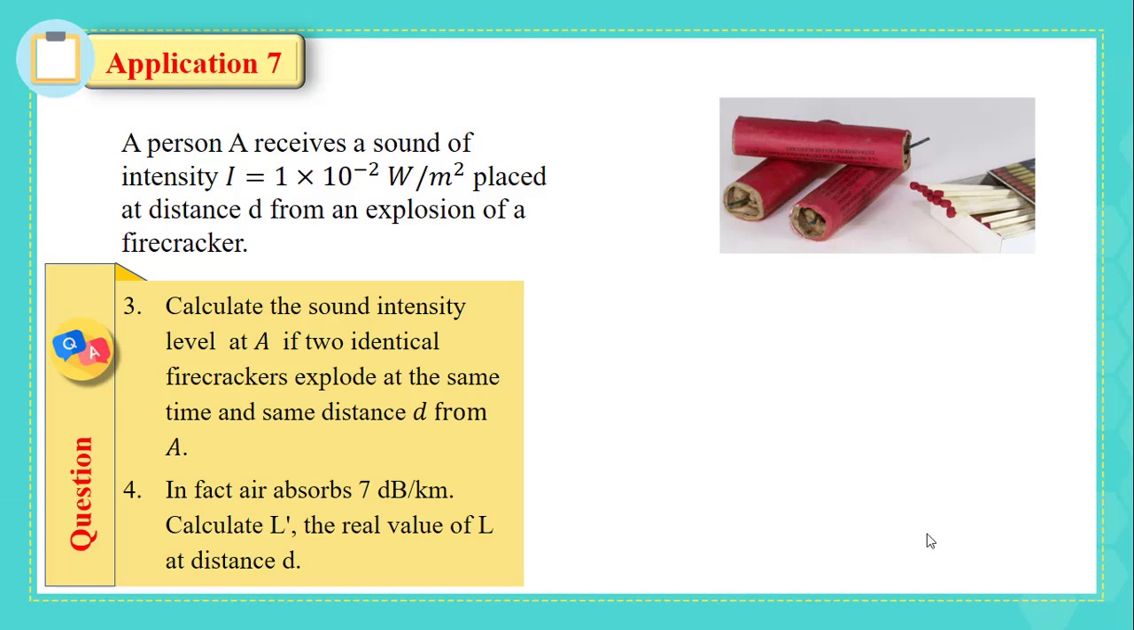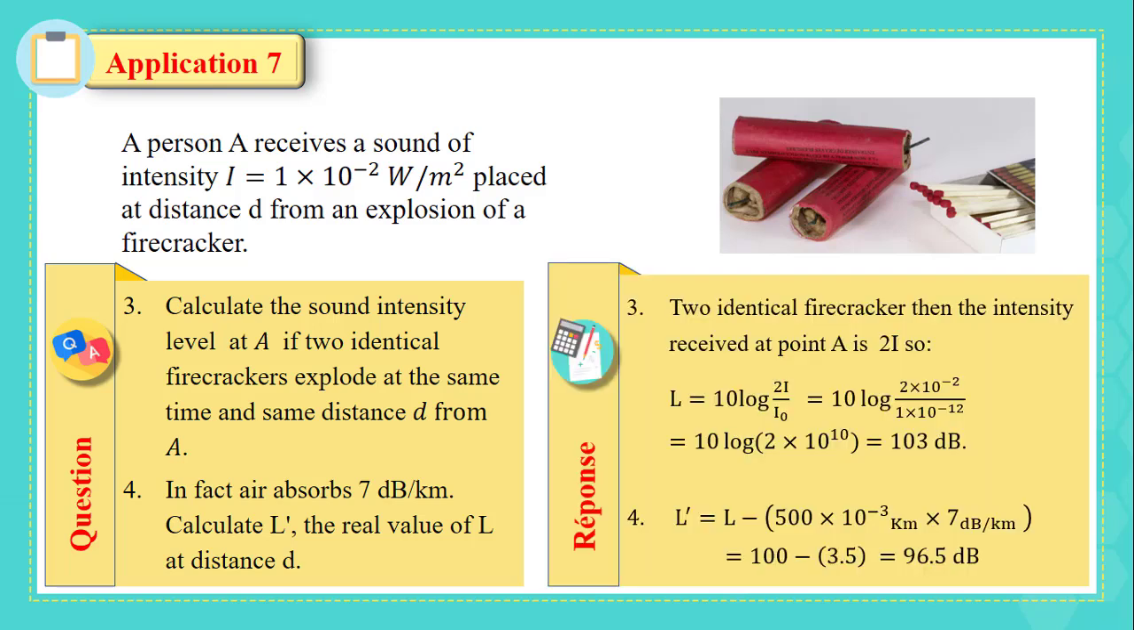In part 3, we have to calculate the sound intensity level at A if two identical firecrackers explode at the same time and the same distance d from A. If the two firecrackers are identical, then the intensity received at the point A is 2I. Then, to find the intensity level, we have to substitute 2I by 2 times 10 to the power minus 2, and it will give 10 log 2 times 10 to the power 10, which will be equal to 103 decibels.